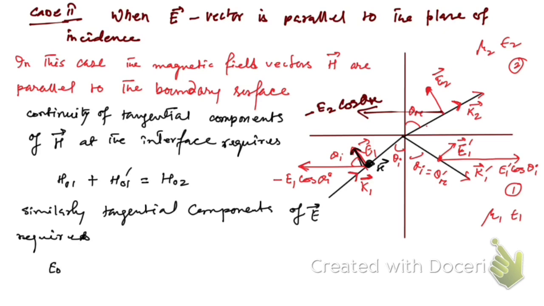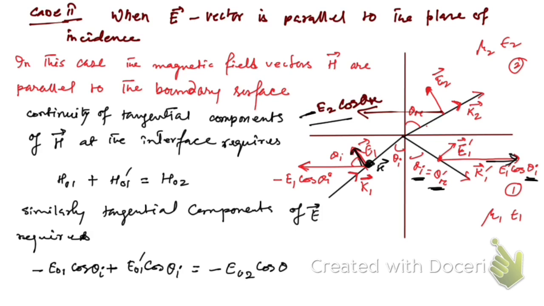So what we can write here is E01 cos theta I minus, so this is negative and this one is positive, in the positive direction, E01 dash cos theta I, where theta r dash is replaced by theta I. Then this one is again negative, minus E02 cos theta r, right? So hope you have understood this.